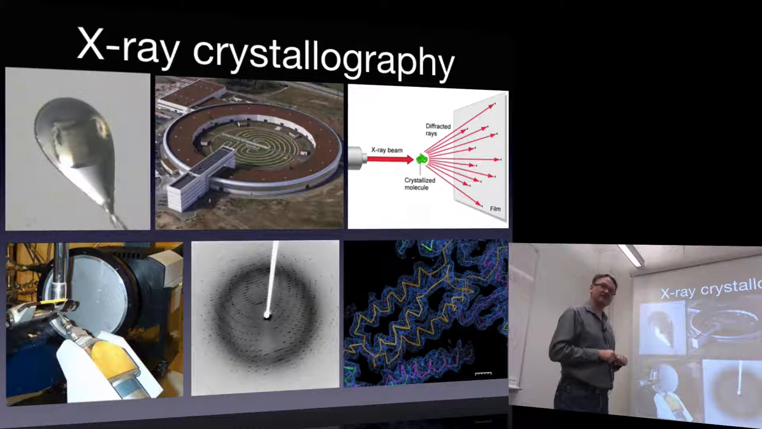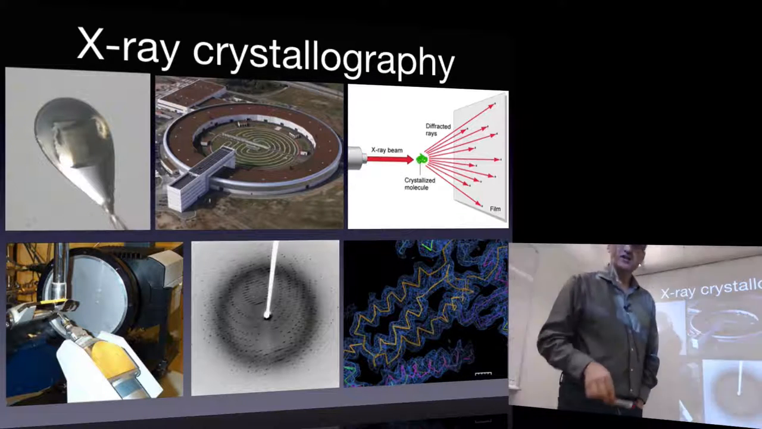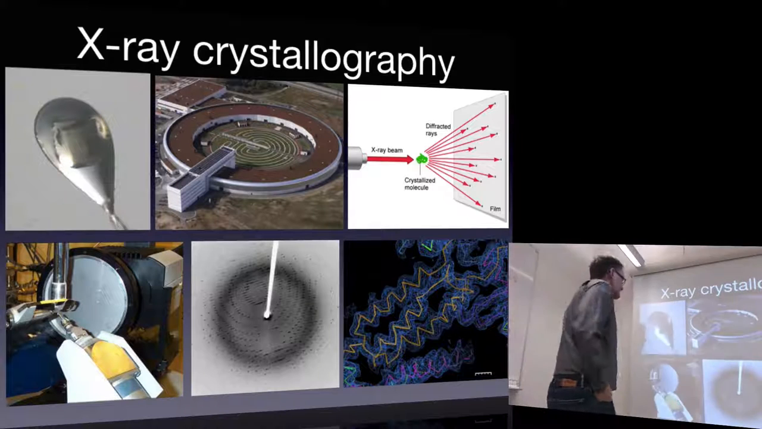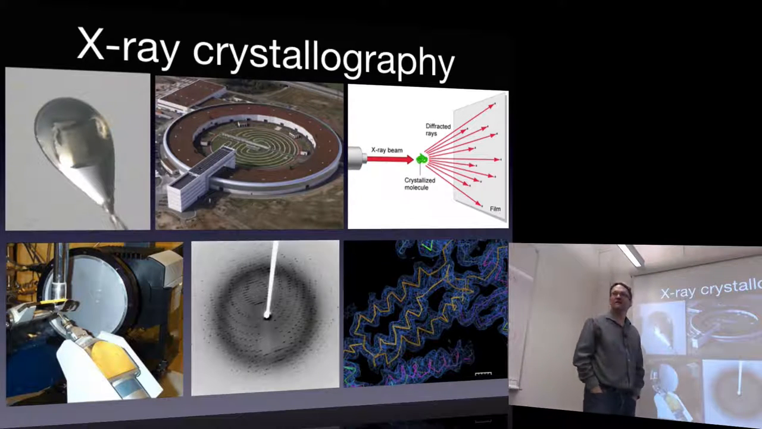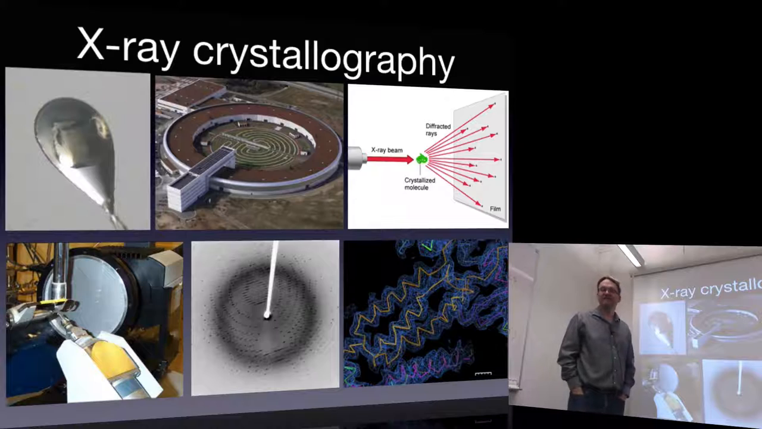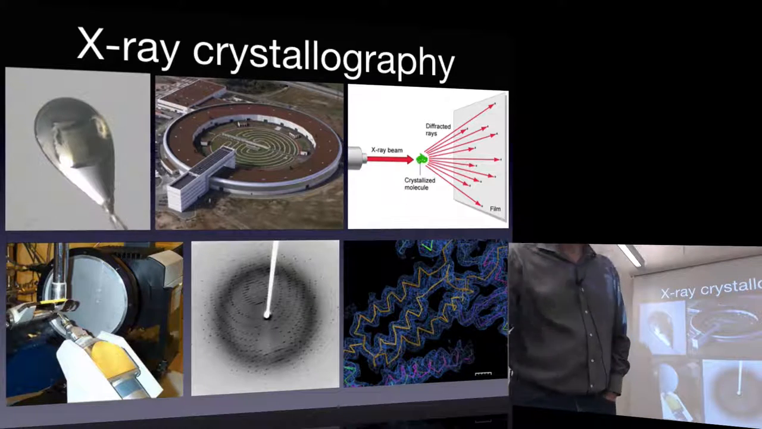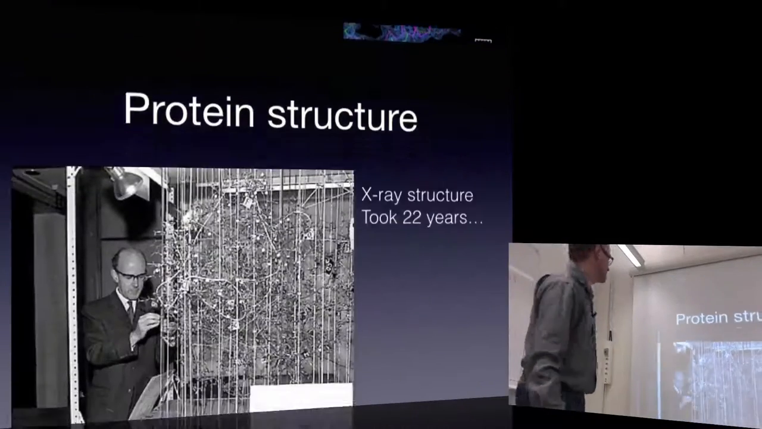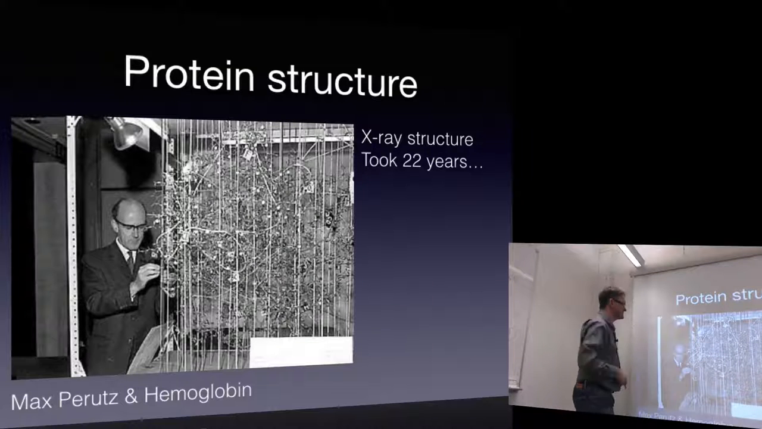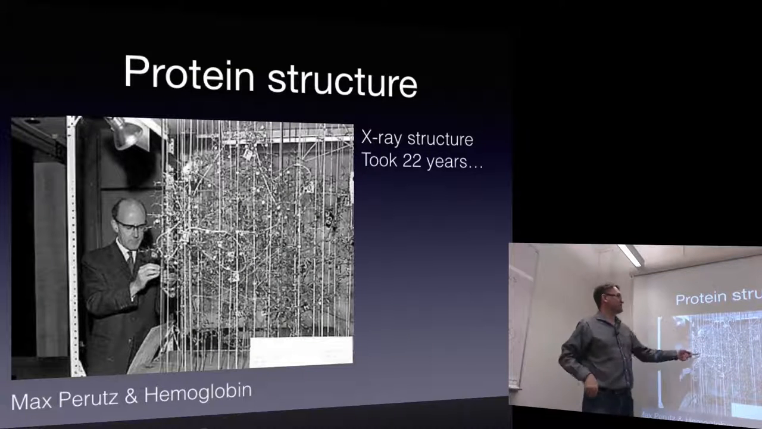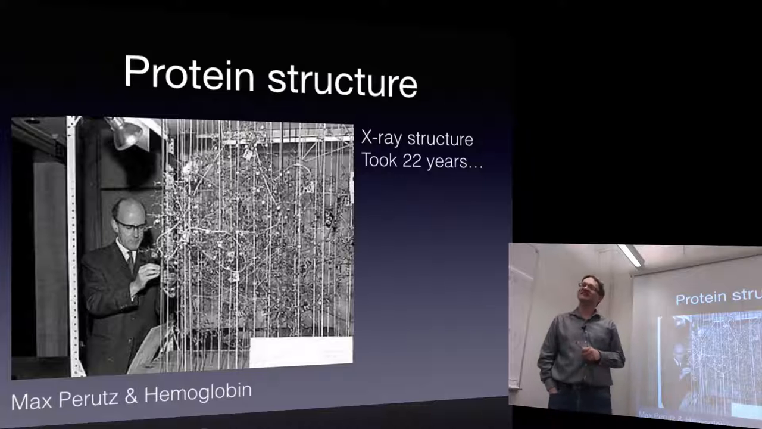And we're going to come back to that many times in the course. Models are not limited to theoretical chemistry. So what did we do before we had computers? So this is one of the first structures: hemoglobin, Max Perutz, amazing biophysicist. It took them 22 years to do the first structure.